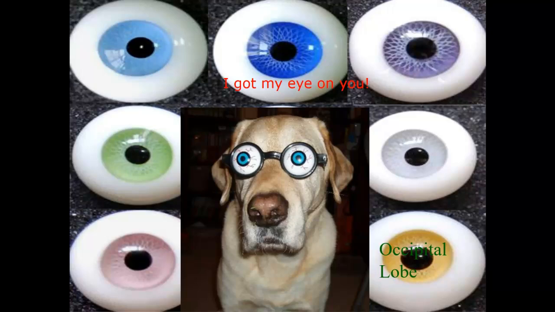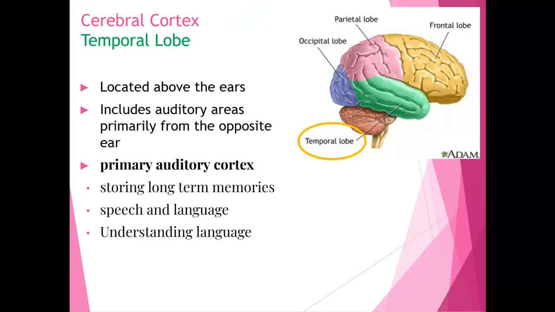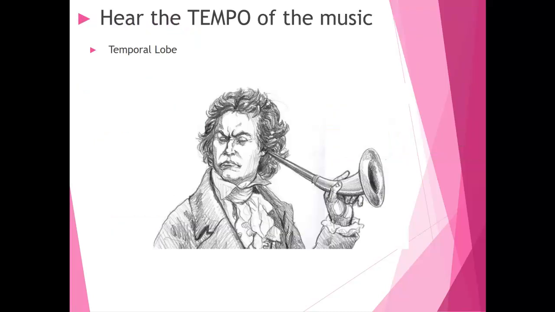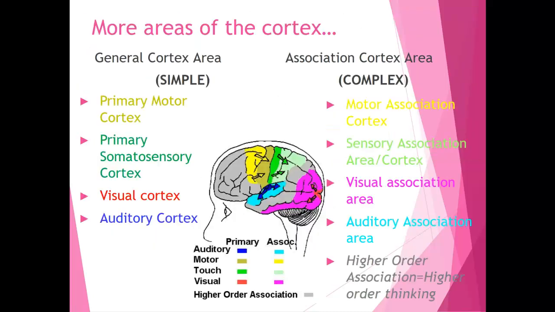If you kept your brain flashcards, it would be a good idea to skim through those a couple times. Temporal lobe is on the side by your ears. That is auditory processing. Remember that speech and language are on the left side. So Wernicke's area is on the left. Remember that it's processed by the opposite side. So as you're hearing me, if you're first hearing me in your left ear, those auditory signals are going to your right temporal lobe. Hear the tempo of the music.